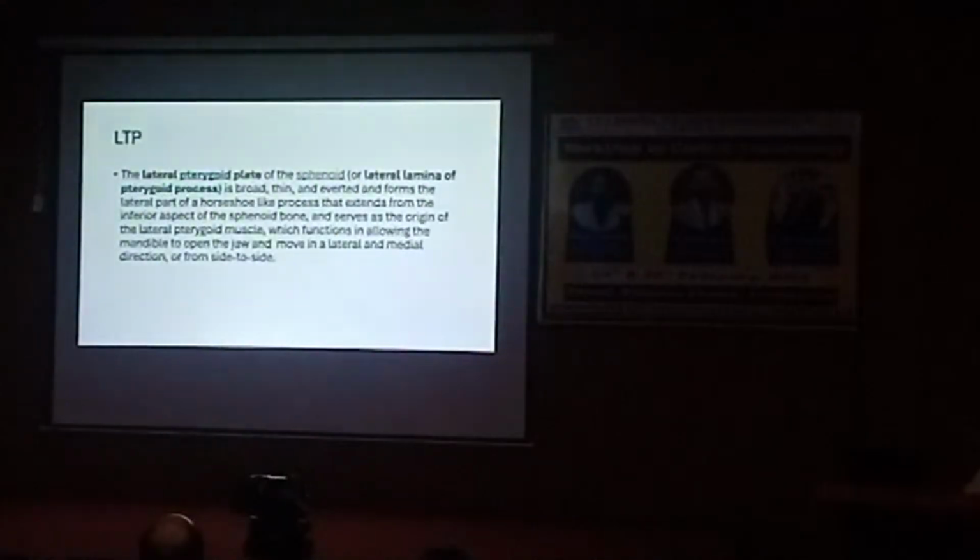The lateral pterygoid plate of the sphenoid bone is a thin, broad bone, everted, and forms the lateral part of the horseshoe-like process that extends from the inferior aspect of the sphenoid bone. It serves as the origin of the lateral pterygoid muscle, which functions in allowing the mandible to open the jaw and move in lateral directions. One fear is that if we do pterygoid, we might hit the lateral pterygoid and cause trismus.